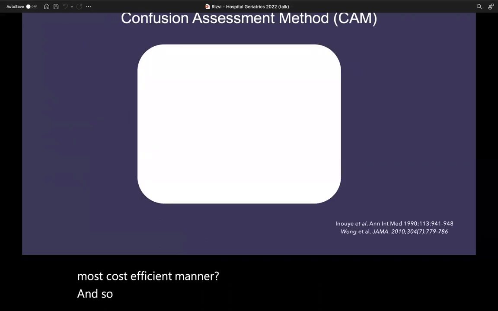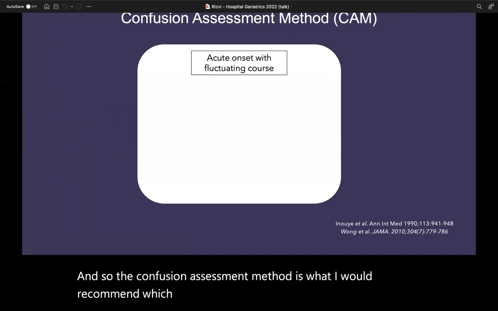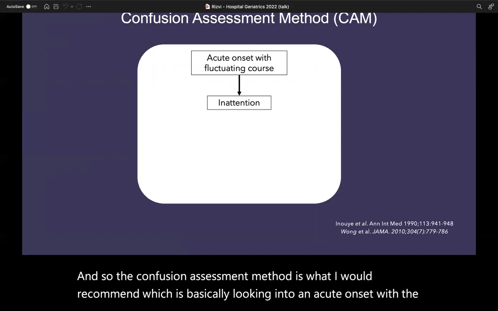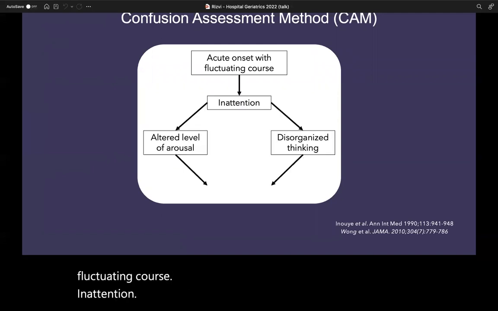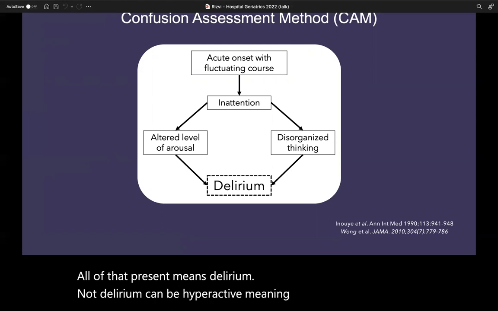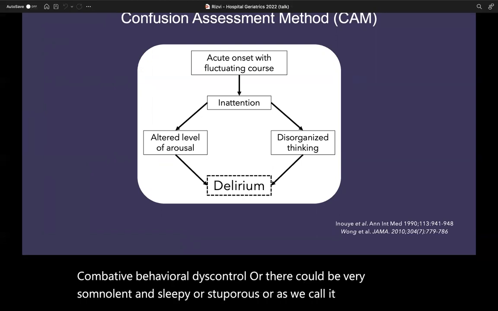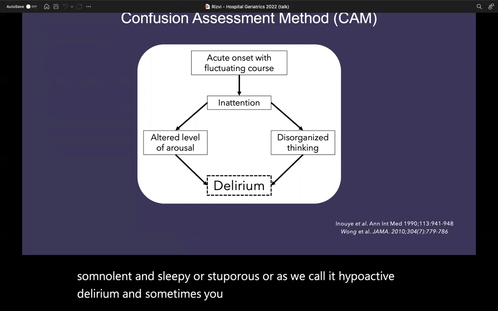The Confusion Assessment Method is what I would recommend, which is basically looking for an acute onset with a fluctuating course, inattention, altered level of arousal, and disorganized thinking. All of that present means delirium. Now, delirium can be hyperactive, meaning hyper-agitated, combative, with behavioral dyscontrol, or they could be very somnolent, sleepy, or stuporous, which we call hypoactive delirium. And sometimes you have mixed delirium, which has features of both.